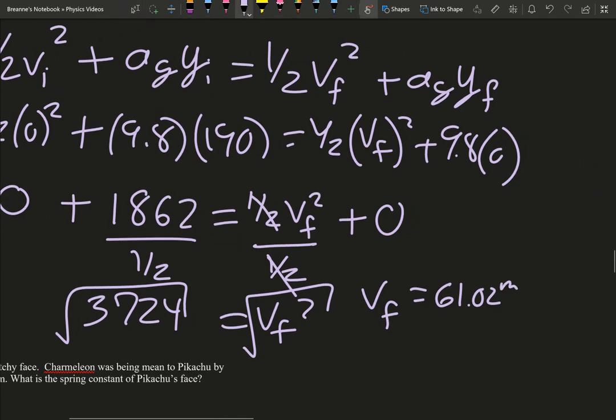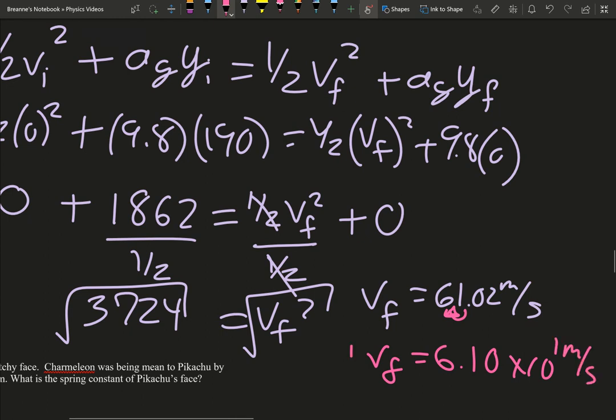meters per second. For putting that to scientific notation, we got to move it 1 over. So our v final equals 6.10 times 10 to the 1 meters per second.